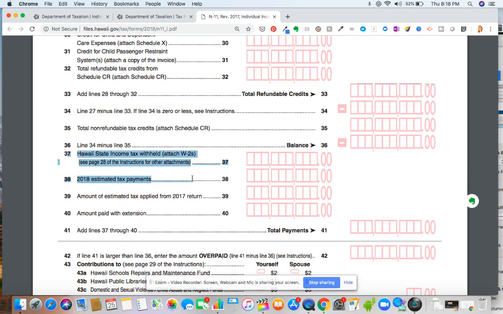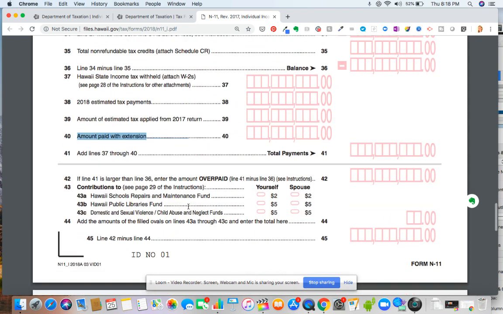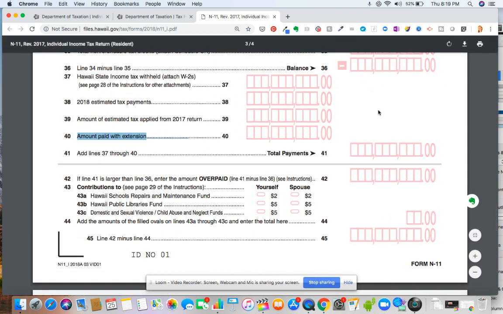This is the amount withheld from your W-2, 2018 payments made. If you applied tax from 2017, your refund, you chose not to take it and instead apply it to 2018, which most people never do. If you filed an extension and paid amount. And so that brings your total payments. This is the amount you owe in total. This is your total payments made.